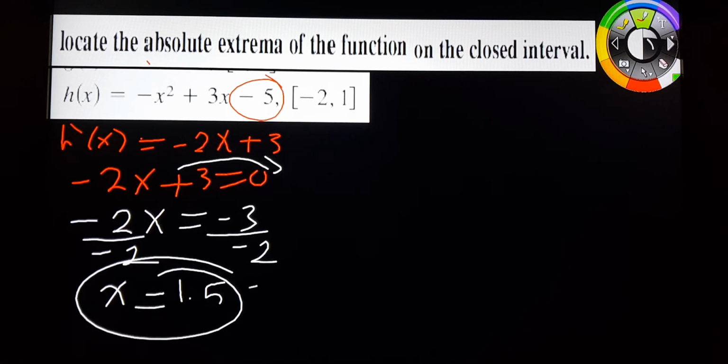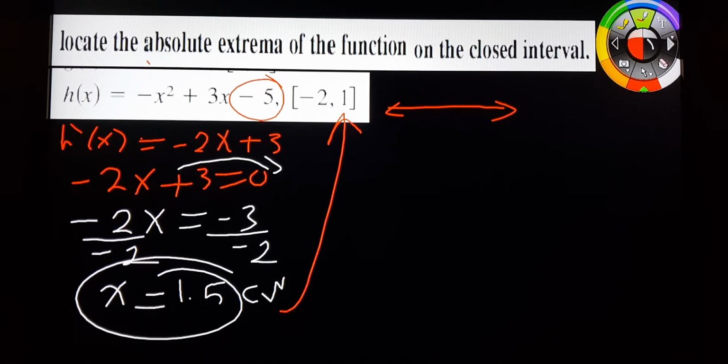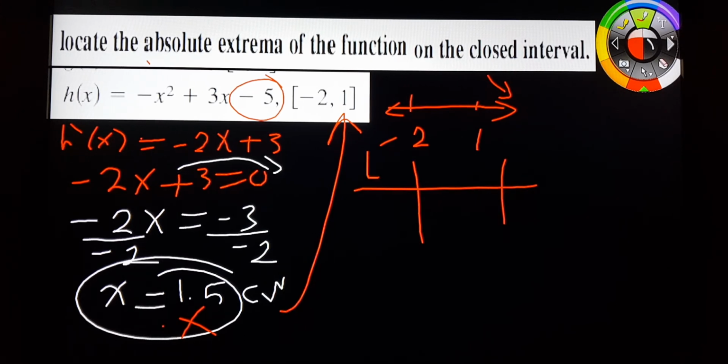This one is supposed to be the critical number, but we said we should compare it with the given closed interval. As we see here, the interval is from -2 to 1. So 1.5 comes after this, so it will be refused. We cannot take this one. So I will do my table here. The left value, the right value. What about the critical number? It is empty here. I will not take a critical number because this one is outside, it doesn't belong to the closed interval.